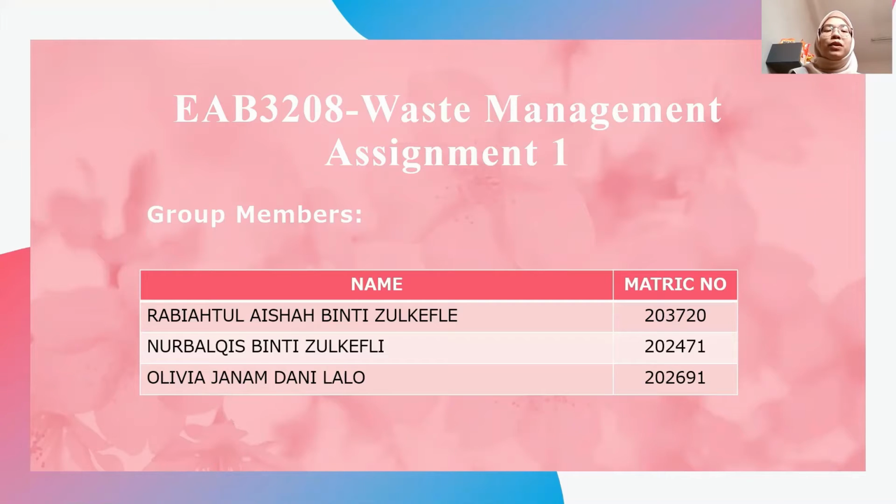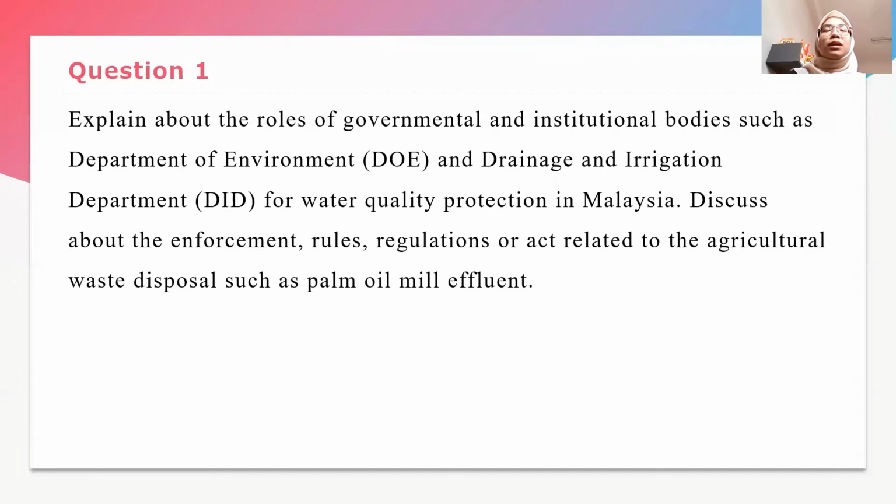So my name is Rabiahtul Aishah binti Zulkefli. My matrix number is 203720. I will present question 1. Balqis will present question 2 and Olivia will present question 3. So this is my question 1.